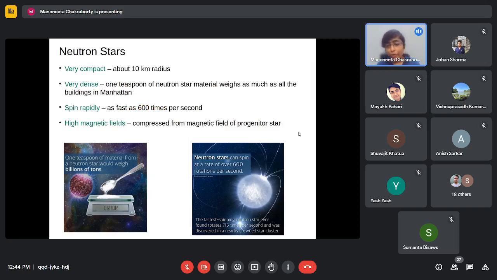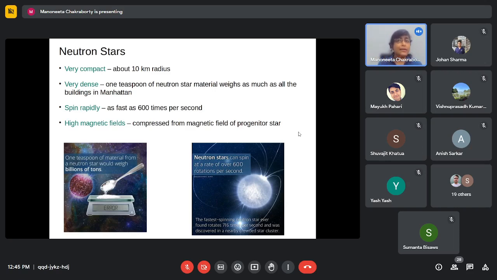Neutron stars have a few very cool properties. What are they? First of all, they are very compact, with a 10-kilometer radius. We know roughly their radius. They are very dense: one teaspoon of neutron star material would weigh as much as the combined weight of all the buildings in, let's say, the city of Manhattan, which has many high rises. They are spinning very fast, as fast as 600 times a second. That means we can see very cool activities happening as a result of the high spin.